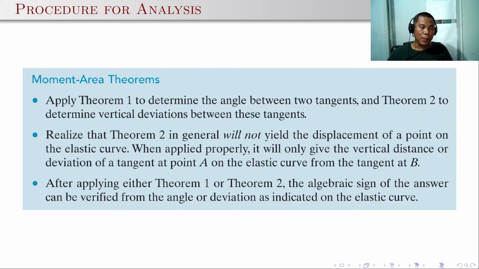For the moment area theorems, you can apply theorem 1 to determine the angle between two tangents, and theorem 2 to determine vertical deviations between these tangents. Realize that theorem 2 in general will not yield the displacement of a point on the elastic curve. Of course, it's in general, but there are cases that this will yield the elastic curve, especially for cantilever beams. When applied properly, it will only give the vertical distance or the deviation of a tangent at point A on the elastic curve from the tangent at B.